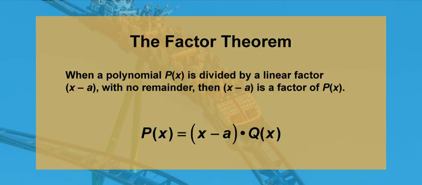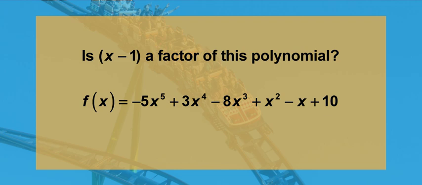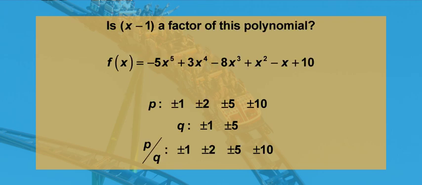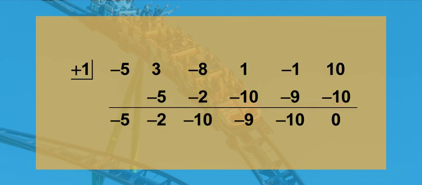When a polynomial p of x is divided by a linear factor x minus a, with no remainder, then x minus a is a factor of p of x. Is binomial x minus a the factor of this polynomial? Let's use the factor theorem to determine this. We can also use the rational root theorem to identify candidate roots. Look at possible values for p, q, and the ratio. As you can see, x minus 1 is a potential root for this polynomial. Let's use synthetic division to check. As you can see, x minus 1 is a factor of the polynomial because it has a remainder of 0.